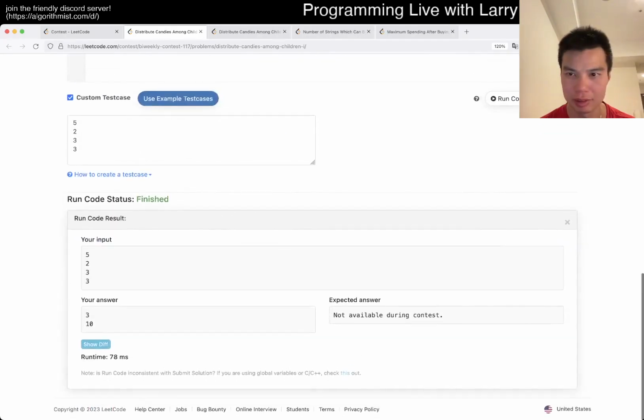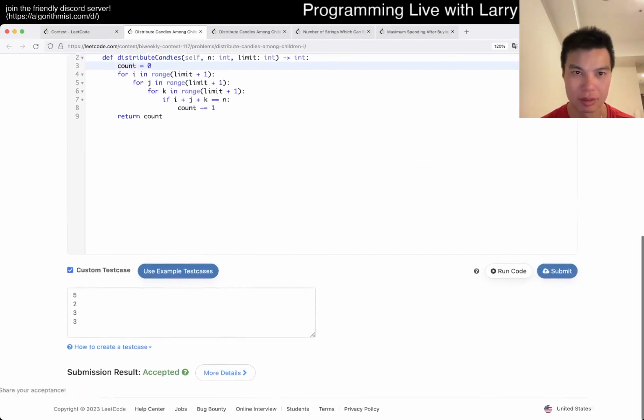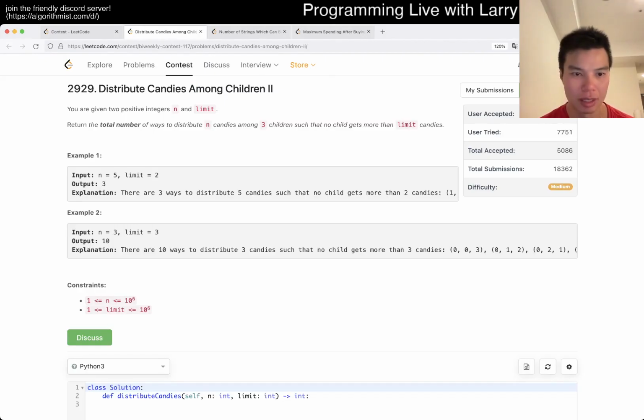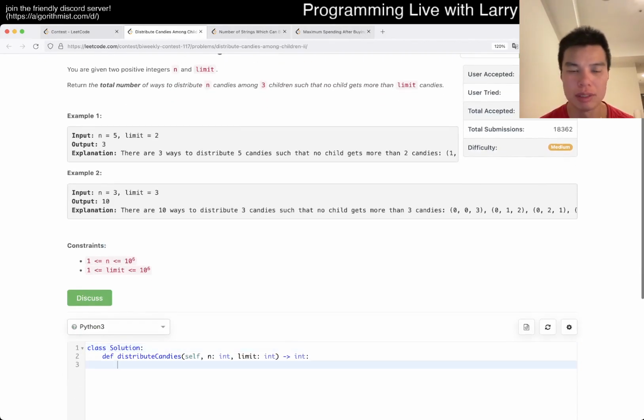10, okay. And then now it's 10 to the 6. Okay. Limit is also pretty big. How do you think about this now then? At least we got the dumb one out of the way.